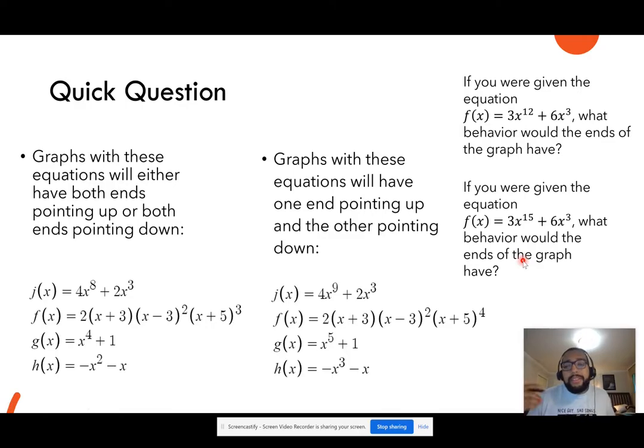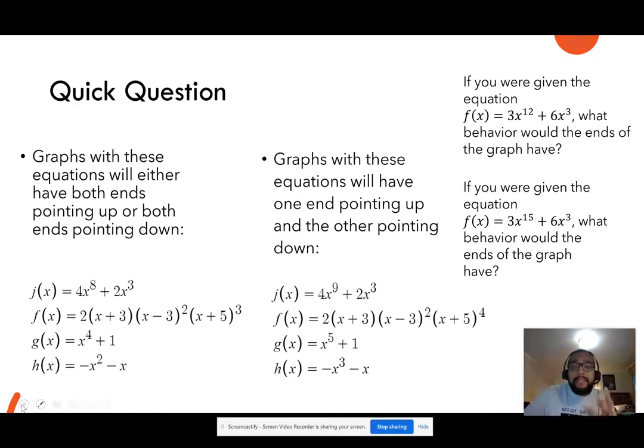Let's say I give you 3x to the 15th plus 6x cubed. Well, 15 is my highest degree, and 15 is an odd number. So if my highest degree is an odd number, that means my ends are going in opposite directions. Right now I don't know if the right end is going up or the left end is going up. All I know is they're opposite directions. If the right side's going up, the left side's going down. If the left side's going up, the right side's going down.